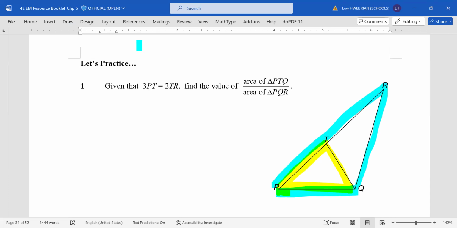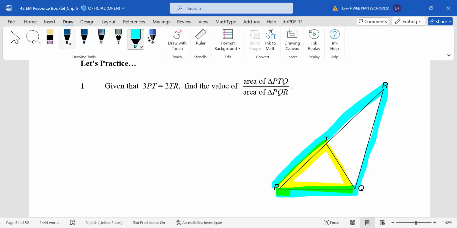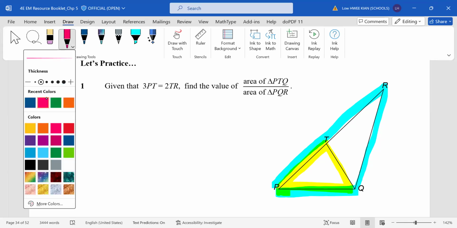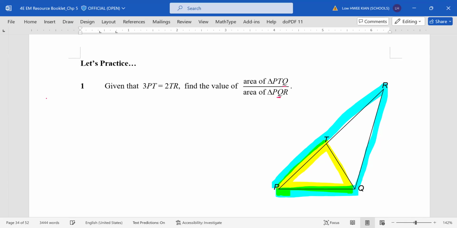Yeah. So at one look now, you will see that these two triangles actually share a common height. So where is the common height? The common height is from the common point here, the highest point, which is Q. If I'm going to draw the common height from Q, I will draw the perpendicular line down to PR. So with this, I am able to identify the common height.